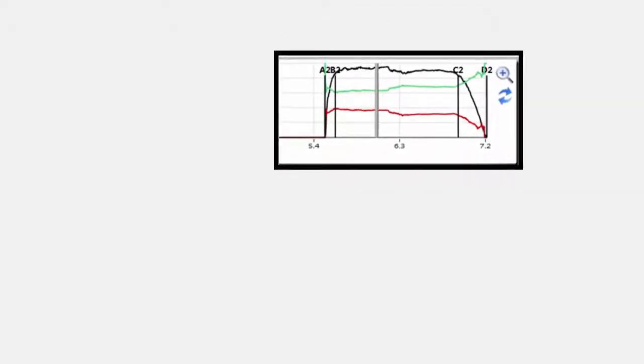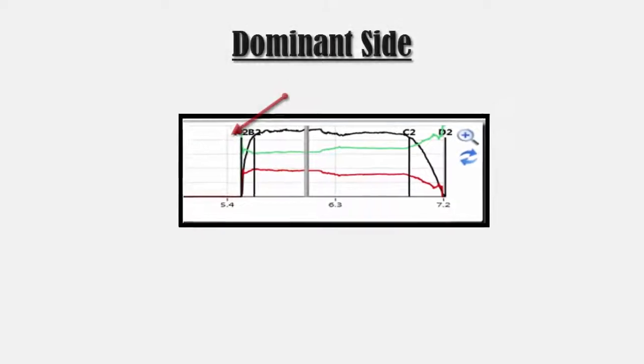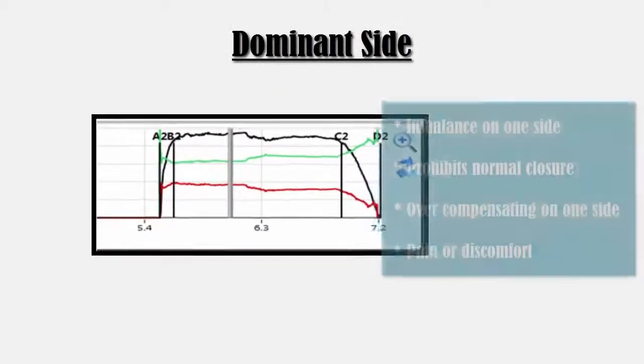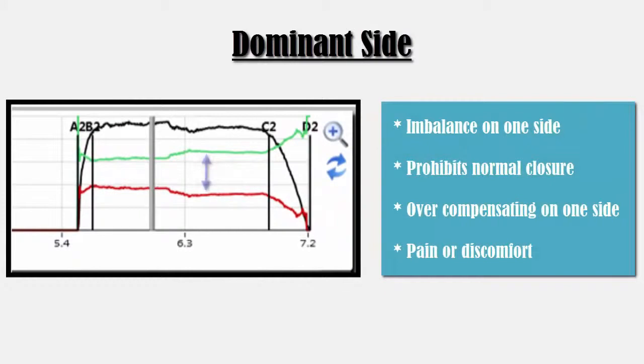The second example displays the green line starting at 100%. This shows that the left side contacts first and remains more forceful throughout the closure. This force pattern may demonstrate muscular weakness because the red force line is slowly decreasing throughout maximum intercuspation. Pain and discomfort may be associated with the weaker side, leaving the patient to compensate to the other side.